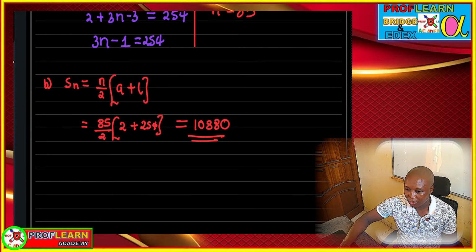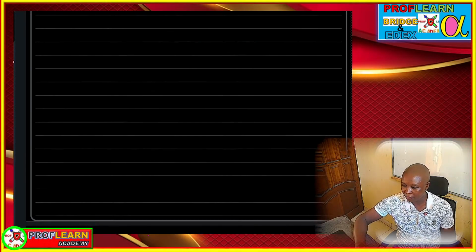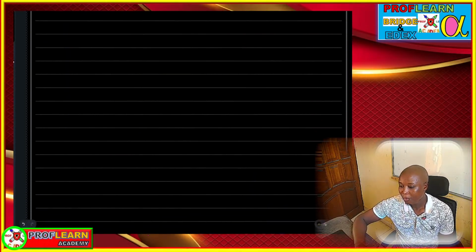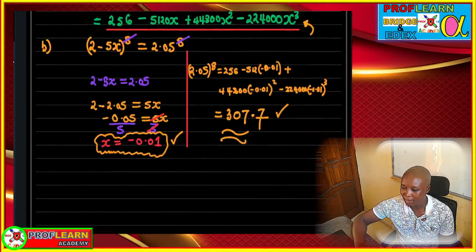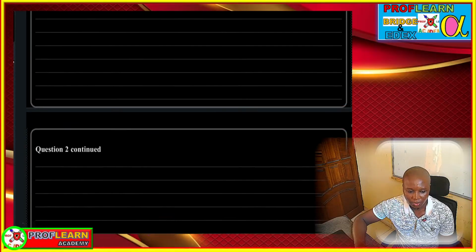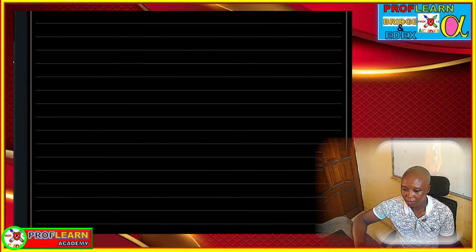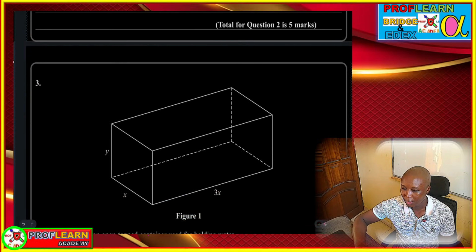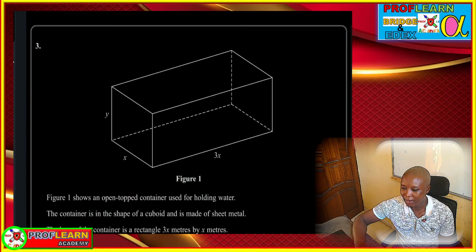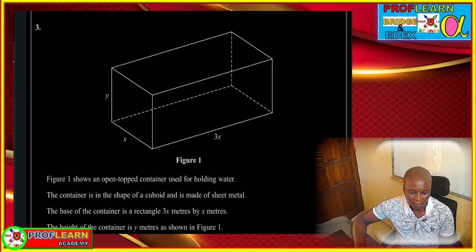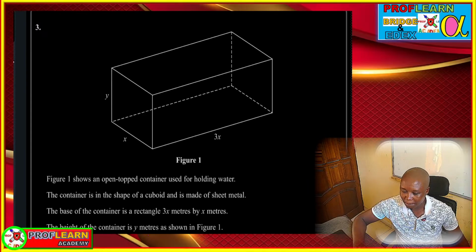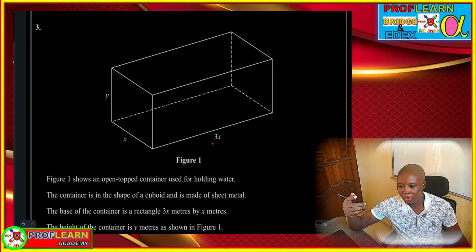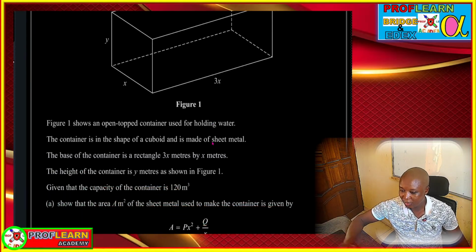We need to go down and see, in this exam of January 2025, which other topic showed up in that exam. So let's look at question number 3. Here in question number 3, you can see we have a cuboid, and when you see a cuboid like this, something that speaks up to us is that we are going to talk about differentiation, and we are going to see how the question was asked here.